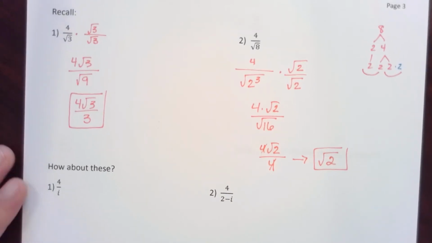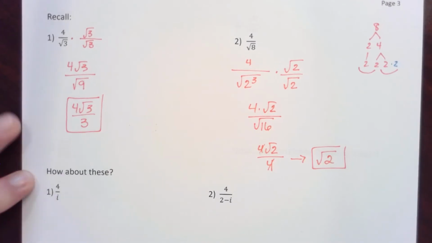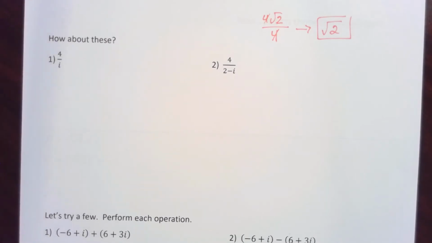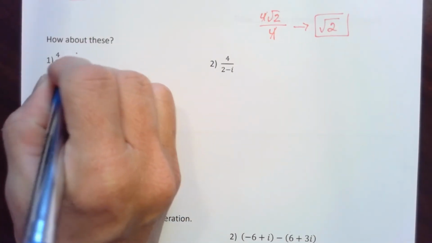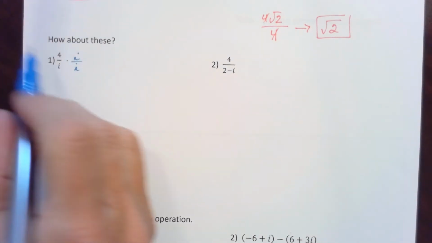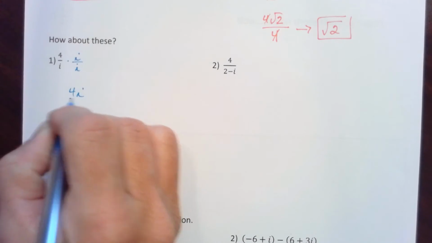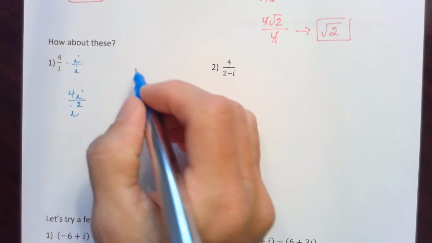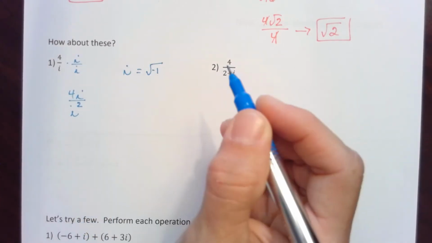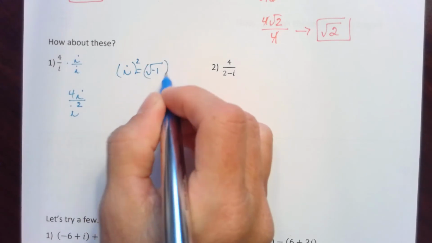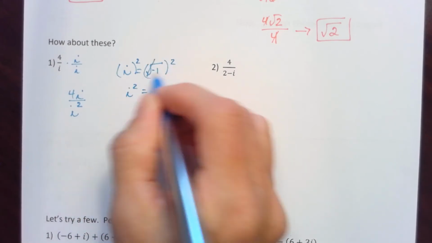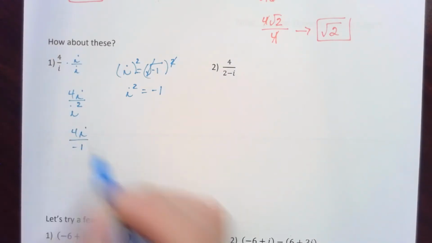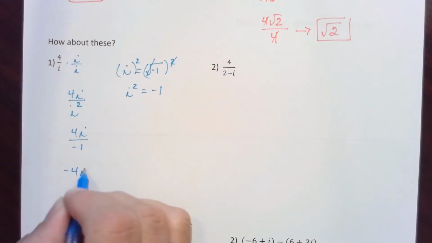So those were supposed to be a little bit of a review for you. Now what about when there's an i in the denominator? Remember, i is the square root of -1. Well, if it's just an i, I can multiply by i over i. Multiply straight across. 4 times i times i is i squared. But what did we say that i squared is equal to? Remember, i is the square root of -1. So if you square both sides, i squared is equal to -1. So that's 4i over -1, which is -4i.